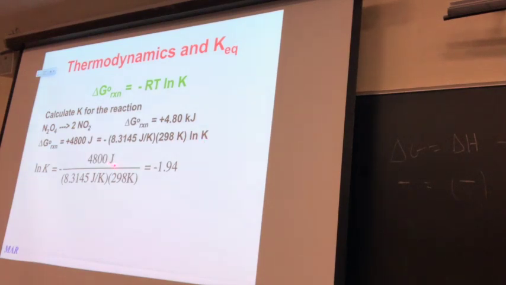So if you take all of that and you divide by RT, you get the natural log of K equals minus 1.94. And to get it into just K, you take that little E thing, the anti-natural log, usually second function ln on your calculators. So E to the minus 1.94 comes out to be 0.14. Is this K value product favored or reactant favored? Reactant, good, that's right. Ks that are less than 1 are usually reactant favored.